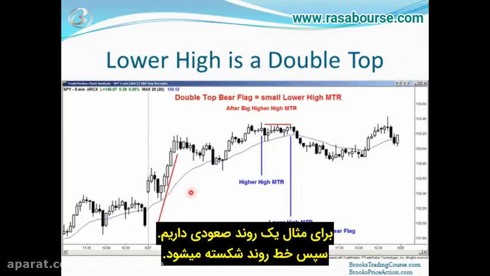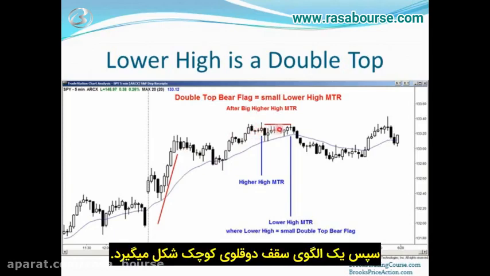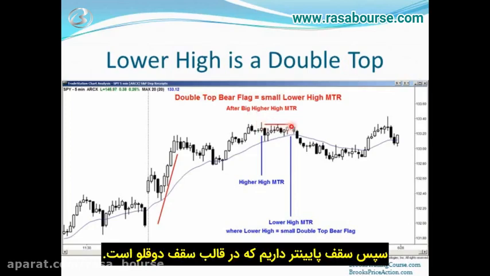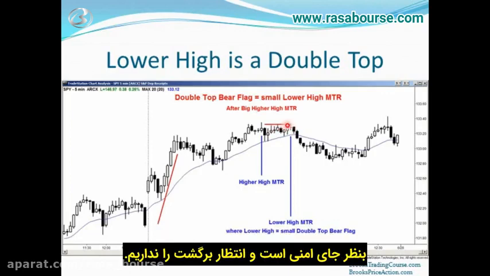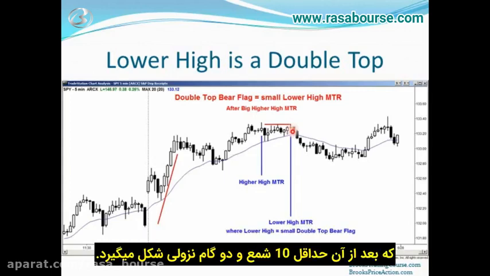So for example, we have a bull trend, a trend line break, higher high major trend reversal below this bar, second entry, here's the first, and then we have this small double top. So we have a higher high major trend reversal, and now we have a lower high, and the lower high is in the form of a double top. And that's a common pattern in major trend reversals. It looks pretty innocuous and it doesn't look like a possible reversal, but when you're aware of the context, it's a reasonably good short for 10 bars and 2 legs down.